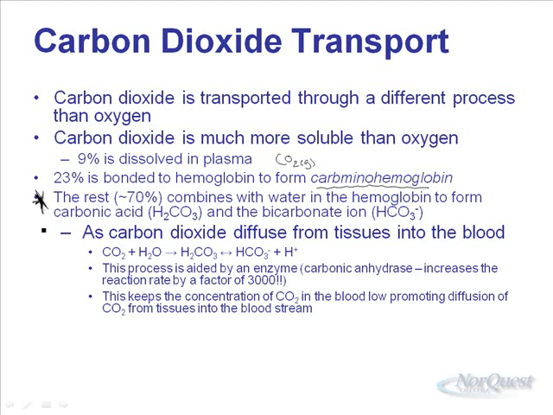Most of the carbon dioxide, about 70% of it, reacts with the water molecules that are in our blood plasma. So our blood is full of water. The carbon dioxide actually reacts with it to form bicarbonate ions. And this is how most of it is traveling through our blood as it travels from our tissue back up to our lungs. The chemical reaction for it is right here.